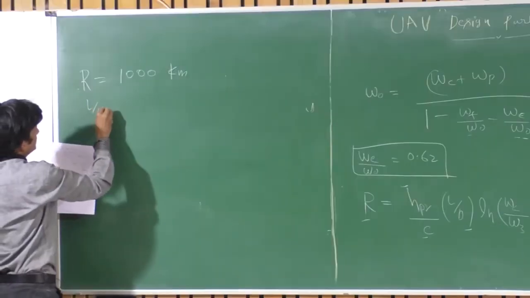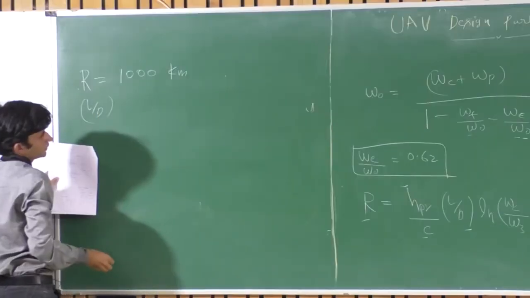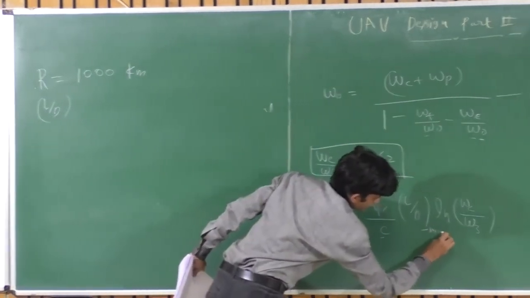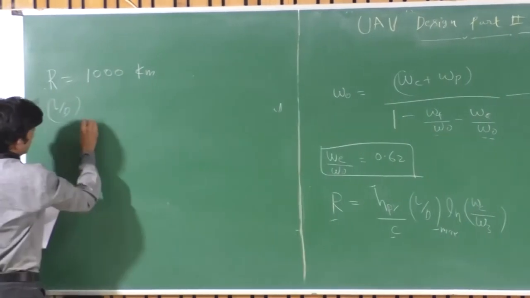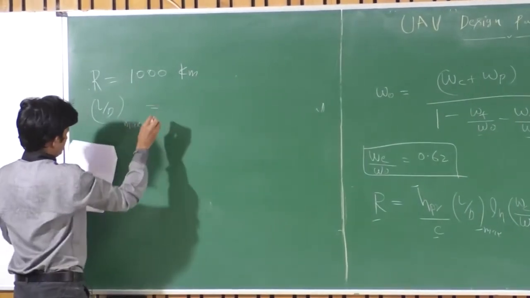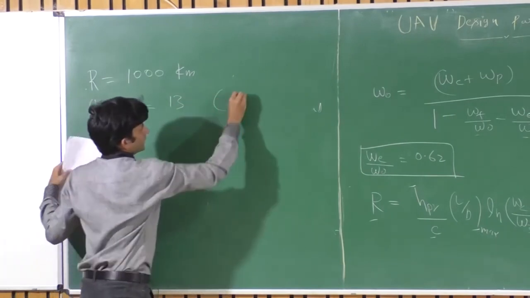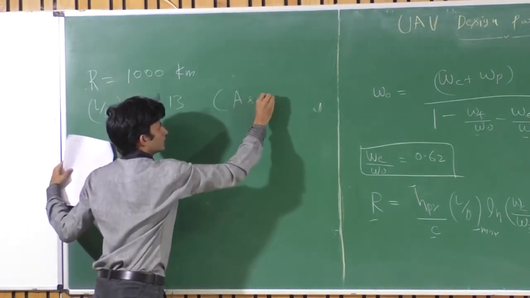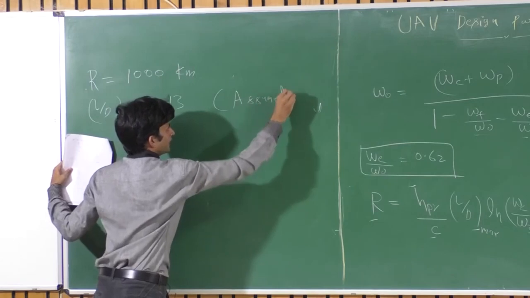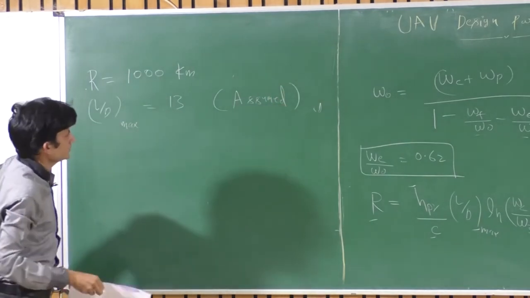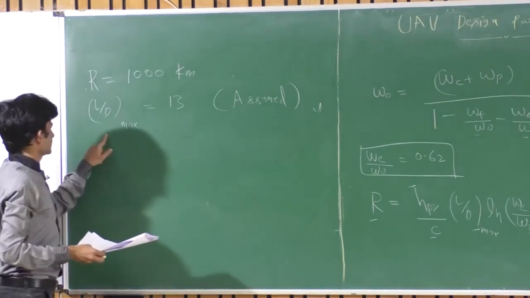And L by D for maximum range, right? So if you are flying at maximum range, then L by D should be max, okay? So L by D max is also given, let's say 13. If it is not given, then it is assumed, okay? See, these are iterative processes. If your mission requirement is not satisfied, you have to take another loop.